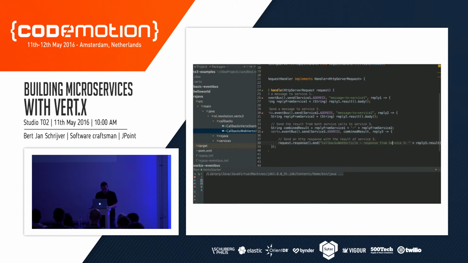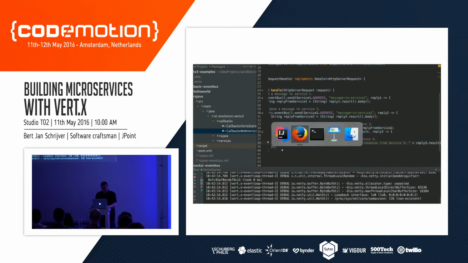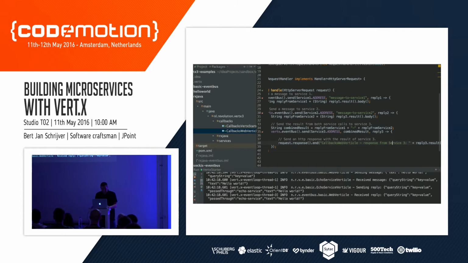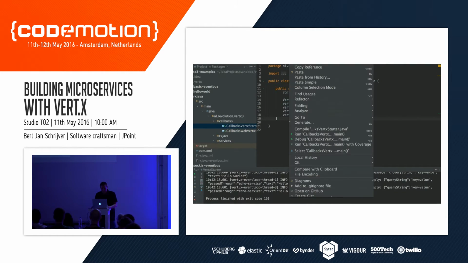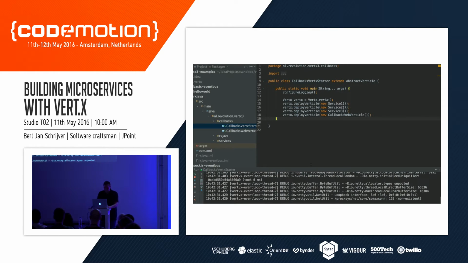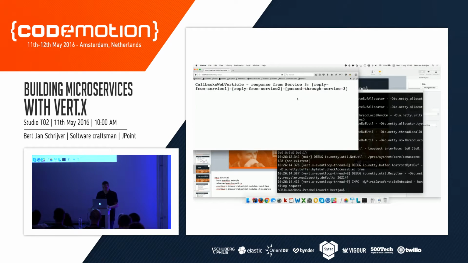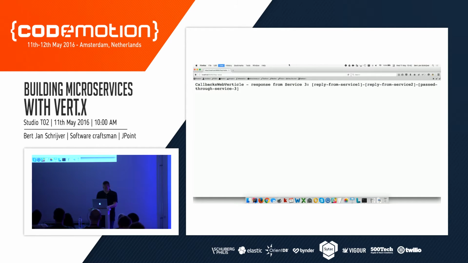So let's see what happens. I think that I still got something else running. Yes. Let's start the callbacks starter. Right, so here we are. So it has a response from service 3, which is called reply from service 1, reply from service 2, pass through service 3. So this is the combined result from 3 service calls.